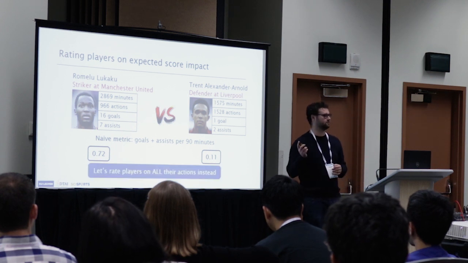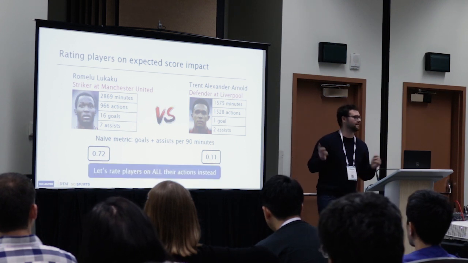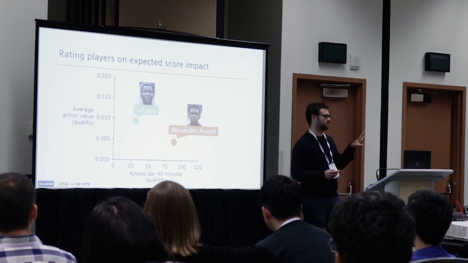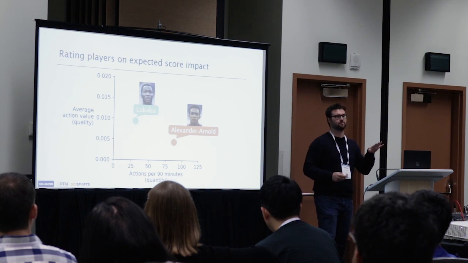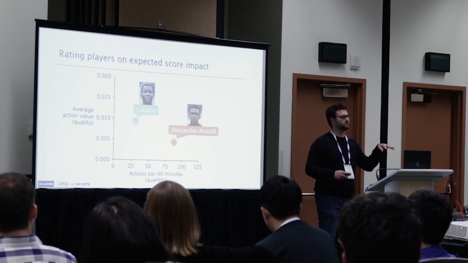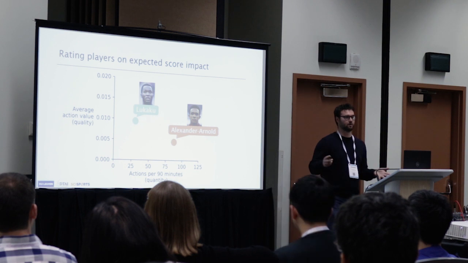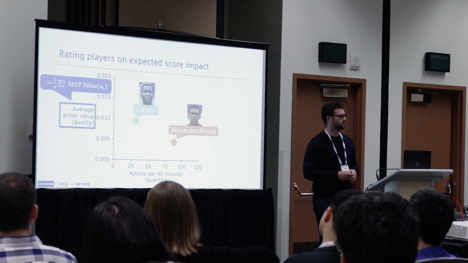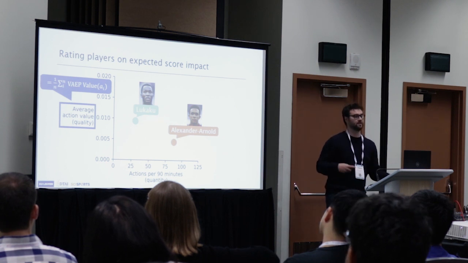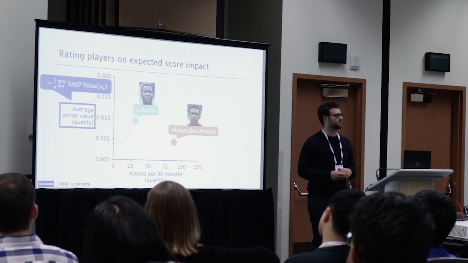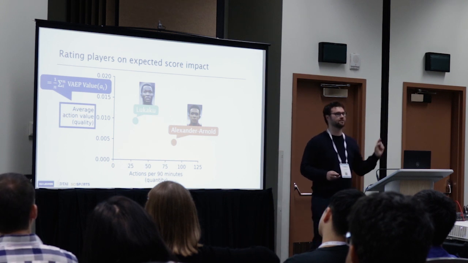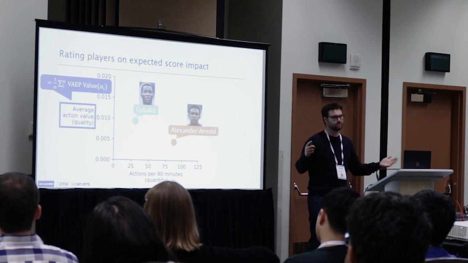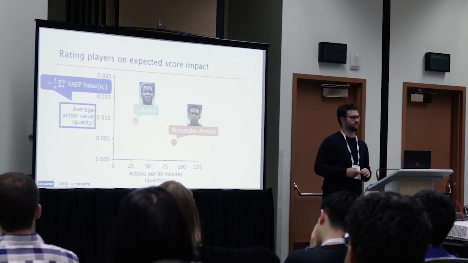But what happens if you actually rate players on all their actions instead? This is a graph that shows this. This graph shows the trade-off between a player's quantity of actions and the quality of his actions. The quantity is just how many actions they do per game. You can see Lukaku does about 30 of them and Alexander-Arnold does about 90 of them. Then the average action value is where our action values come into play, and it's just the average value of all the actions performed by that player.